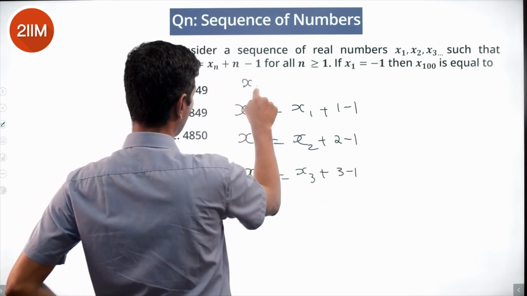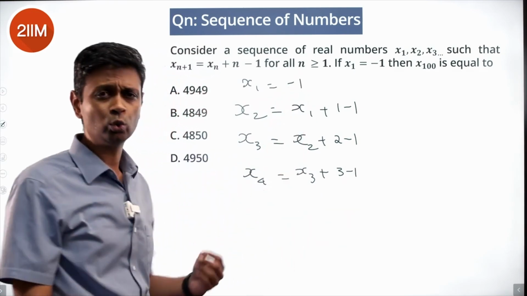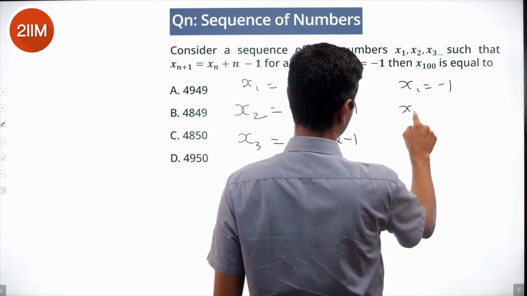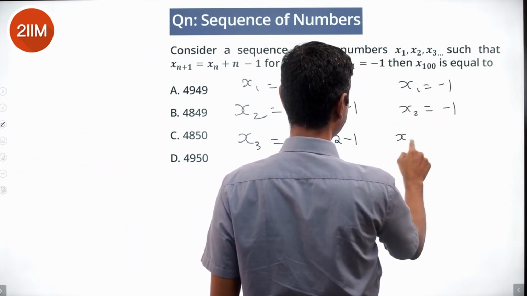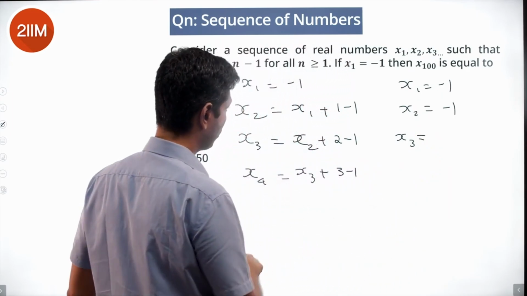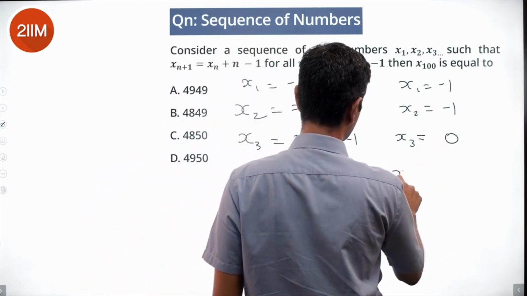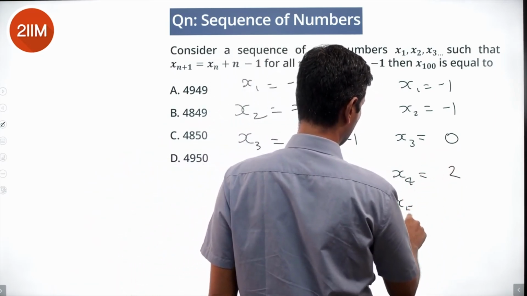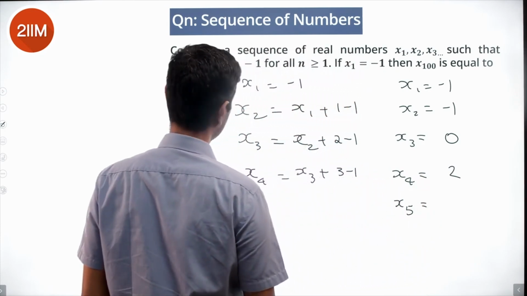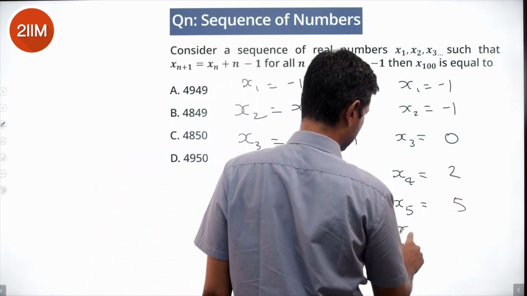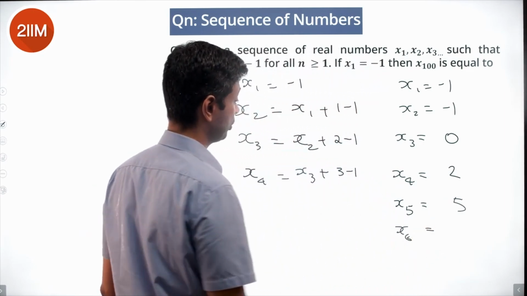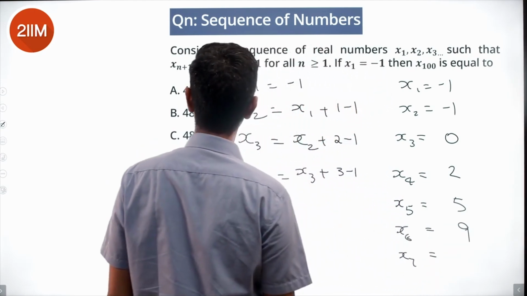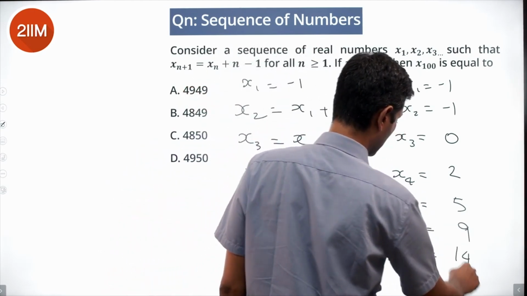So x1 equals minus 1. x2 is x1 plus 0. So x1 is minus 1, x2 is also minus 1. x3 is x2 plus 1, which is 0. x4 is x3 plus 2, which is 2. x5 is x4 plus 3, which is 5. x6 is x5 plus 4, which is 9. x7 is x6 plus 5, which is 14, and so on.